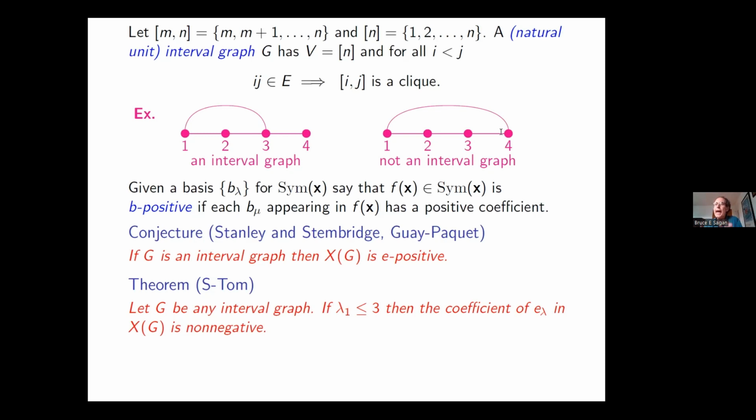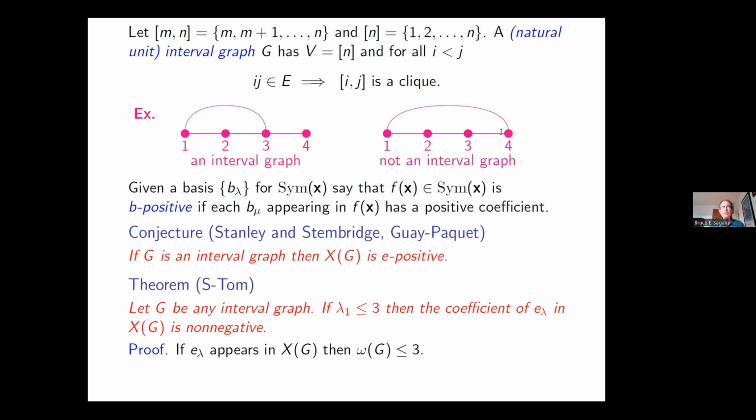Rather than looking at a specific type of graph and all of its coefficients, we look at a specific coefficient, in this case the e lambdas where lambda 1 is at most 3, and show that it's got to be non-negative in all the interval graphs. So kind of a dual approach. And this turns out to be really easy because the hard work has been done by somebody else.